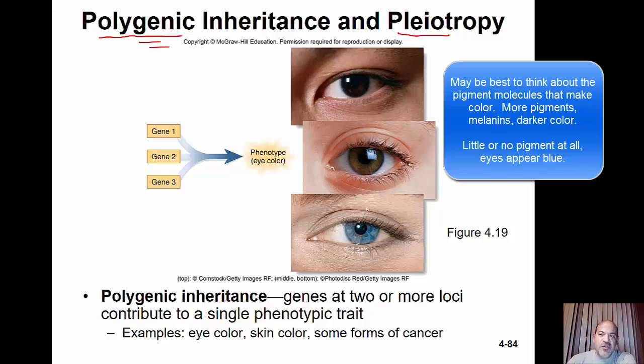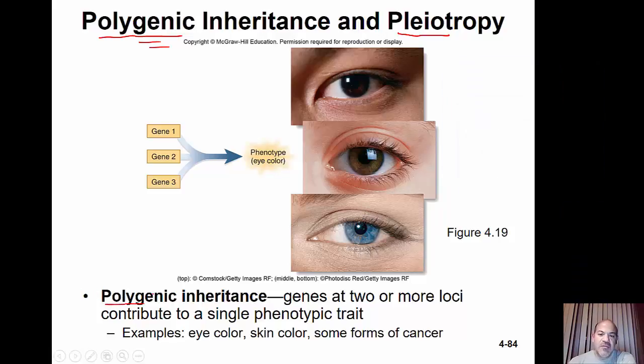And so when you have that whole range, then you know it can't be just one gene. It's several genes that are responsible for producing that, and that's called polygenic. If it were one gene, then we would only have basically tall and short. There wouldn't be anybody in the middle. So we know these are going to be polygenic. The examples are many of the ones I gave there: eye color, skin color. But even some forms of cancer may be polygenic as well.